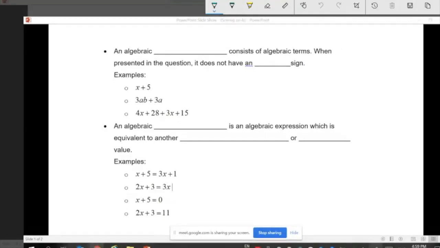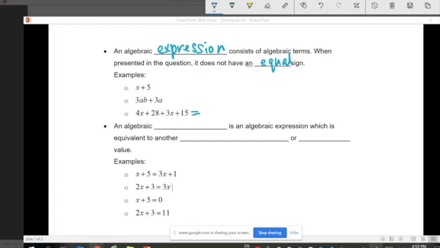Last lesson, we have learned that an algebraic expression consists of algebraic terms. When presented in a question, it does not have an equal sign. All these here are algebraic expressions. Even if there's an equal sign in the question, it's always at the end of the expression.